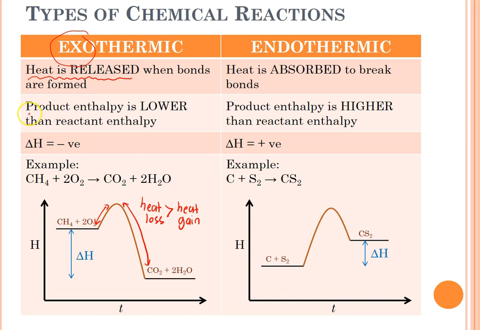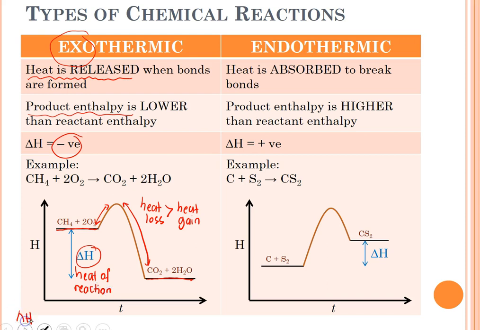The product enthalpy is lower than the reactant enthalpy, which could be shown from the graph. The energy of the product is much lower than the energy of the reactant. And the delta H is a negative value. Delta H is heat of reaction.